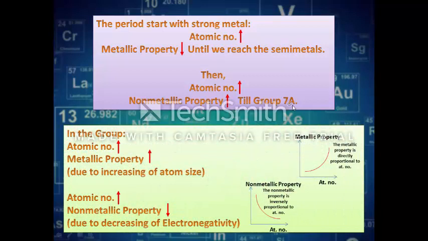In the group, as the atomic number increases, the metallic property increases due to the increasing of atom size. As the atomic number increases, the non-metallic property decreases due to the decreasing of electronegativity. The metallic property is directly proportional to atomic number, and the non-metallic property is inversely proportional to atomic number.